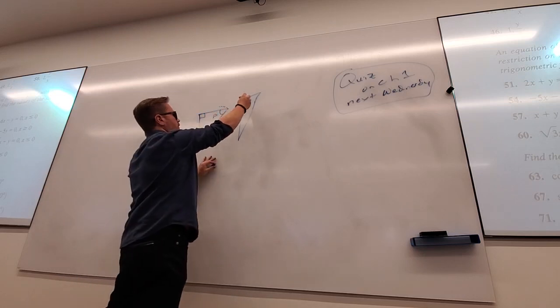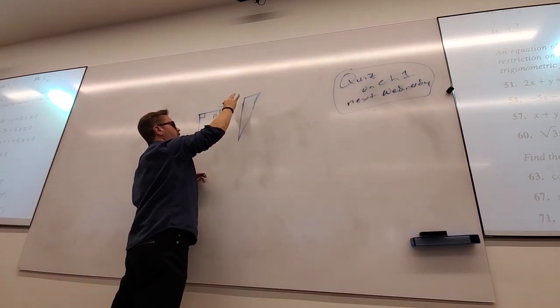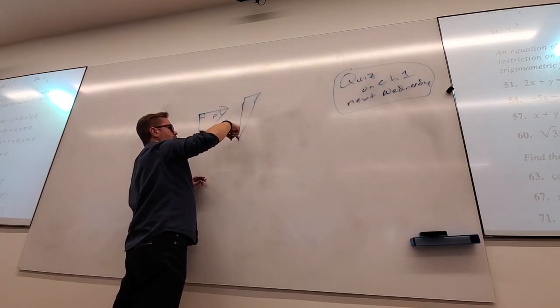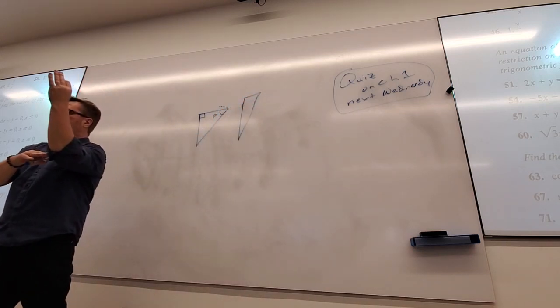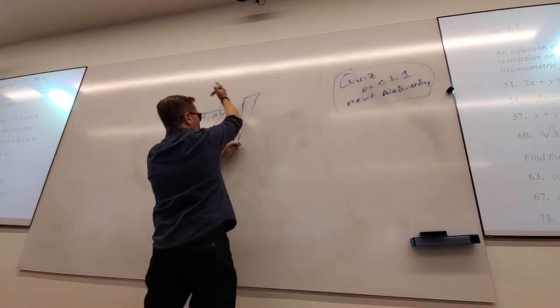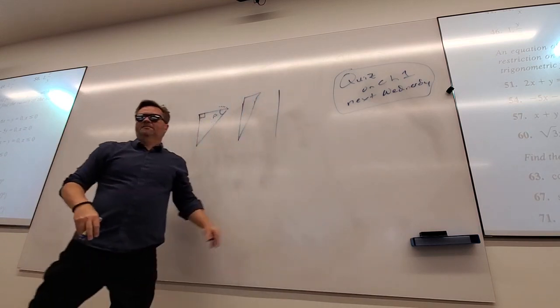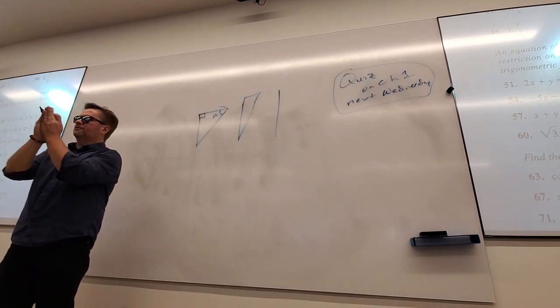Whatever this side is, it's a little smaller than this side, correct? The hypotenuse is always the biggest side. What if I smoosh it all the way? Bam! So the triangle's just flat, right?